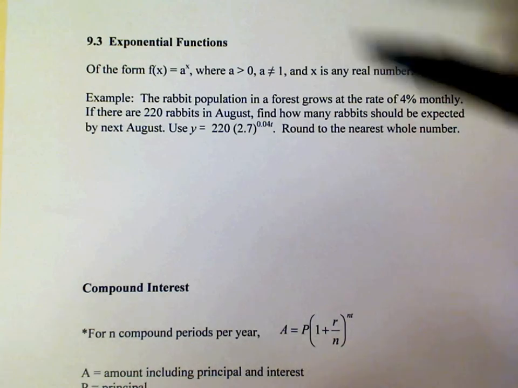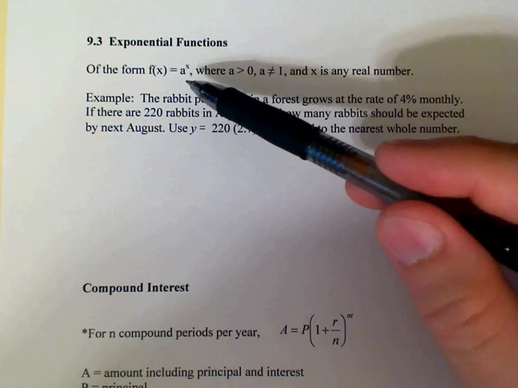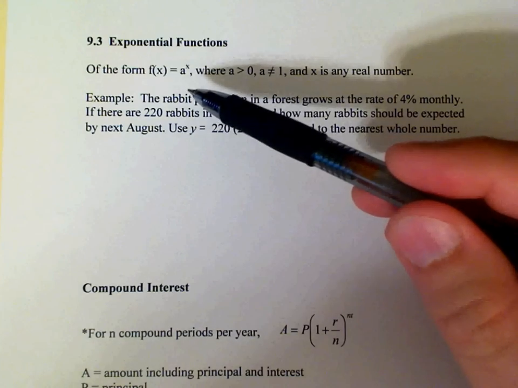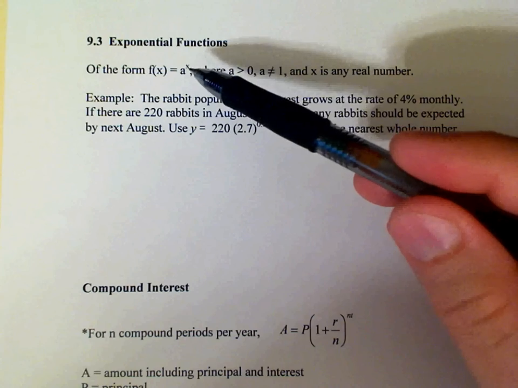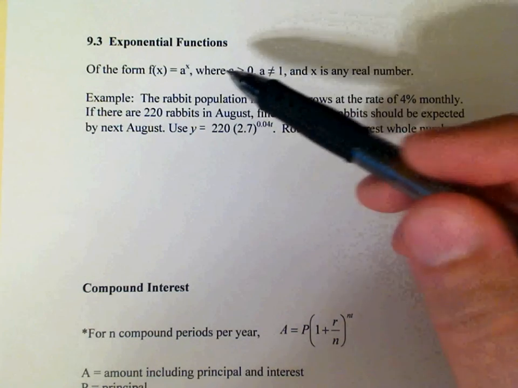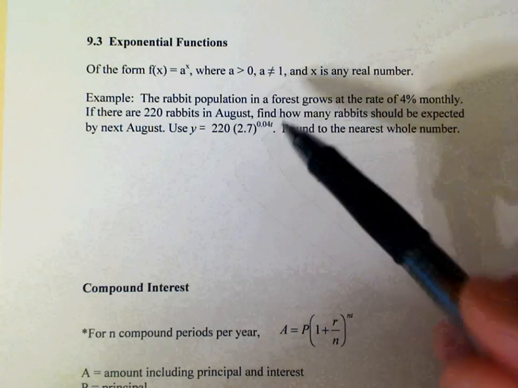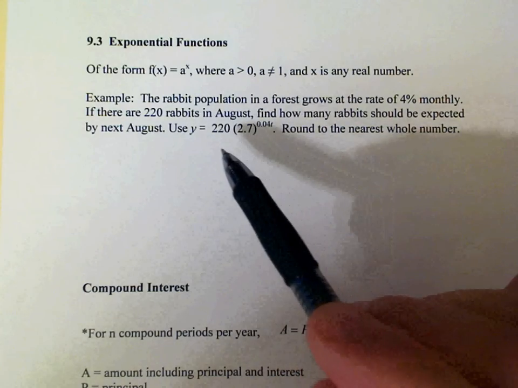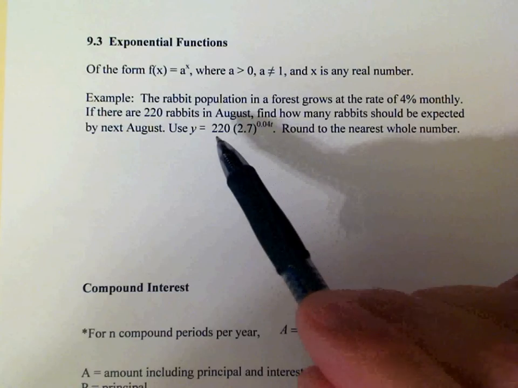Exponential functions. What makes these exponential functions is that your base, which is the a, is going to be a plain old number, but not 1, and x is your variable. So this is going to be the first time where you'll see that the exponent actually is the variable or has a variable. For example, if you look at this example I have right here, you'll see a bunch of information about rabbits. But here's the basic function.